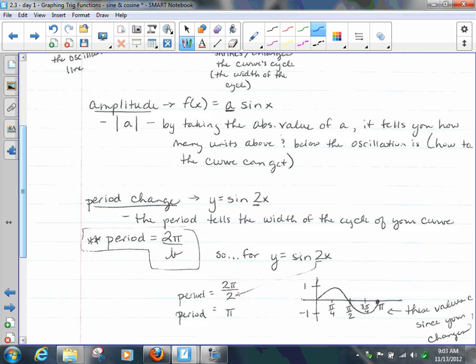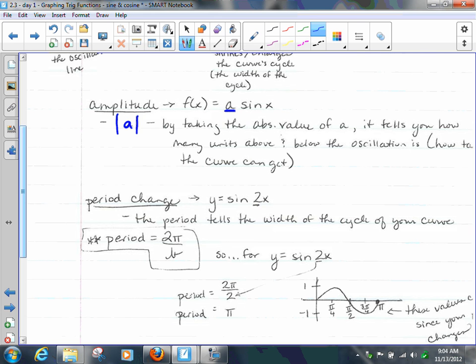Amplitude. If you have a function equal to a number in front of the trig function, whether it's sine or cosine, the A, if we take the absolute value of A, it's going to tell you how many units above and below the oscillation line, how high and how low the curve can get. Because up until this point, we've only gone 1 unit above and 1 unit below the oscillation line, right? This is going to change the height of each of the curves, okay?